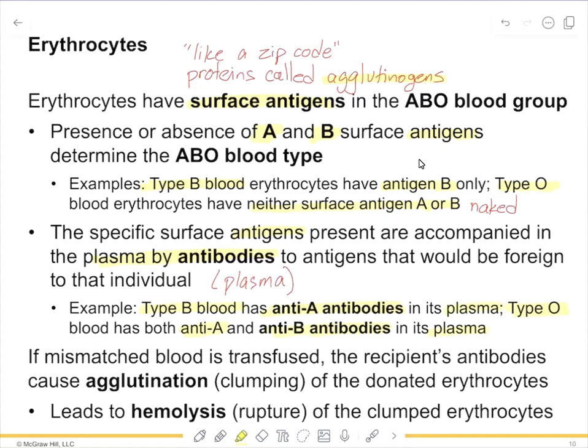And this is super, super important. And this is why they do blood typing when somebody comes into the hospital and before they do a blood donation or a blood transfusion, they need to clearly identify what blood type somebody has. So if there's mismatched blood that is transfused, the recipient's antibodies are going to cause agglutination, which is clumping of those donated erythrocytes. This is very, very serious and could lead to death. And it could lead to rupture or what's called hemolysis of those clumped erythrocytes.